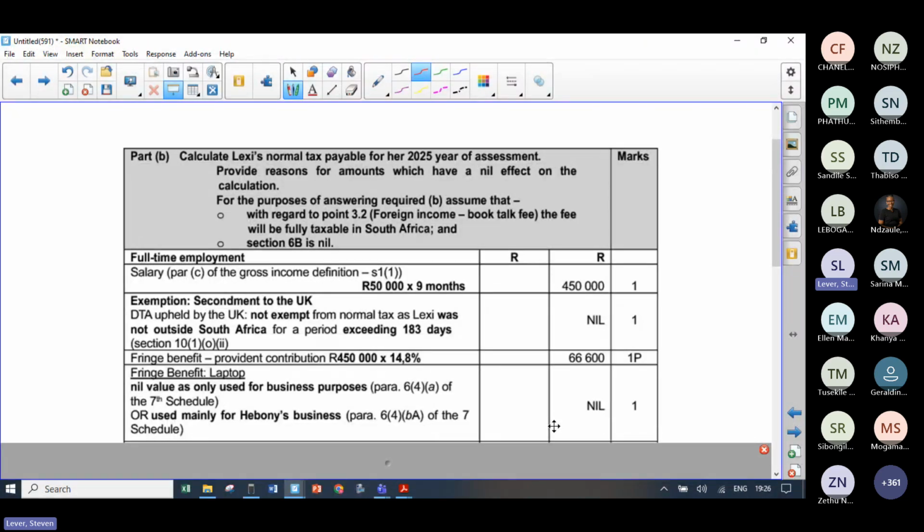This is not a discussion question, but you can see in the board solution, it says nil. If you said no fringe benefit, you won't get marks, but you don't get the mark for the nil, you get the mark for the reason. So you're going to say, the laptop's got a nil value because I use it for business purposes. So anytime you use something more than 50% for business purposes, it's got a nil value attached onto it.